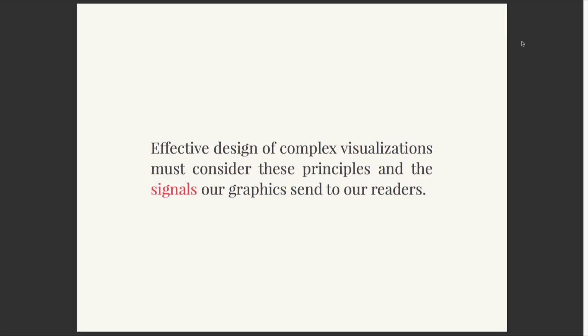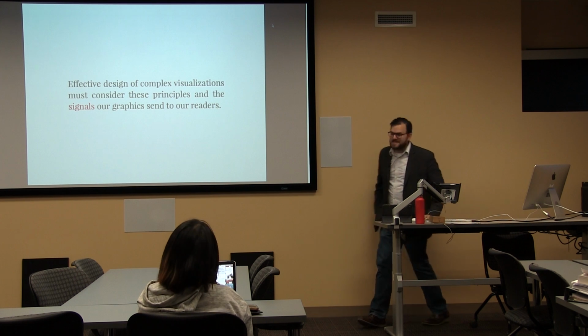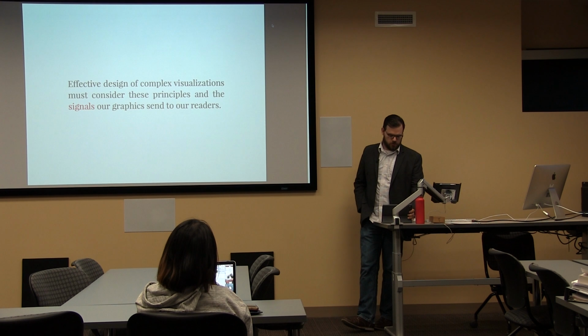And I pause to talk about these principles because I think it's important for us to be aware of the unintentional value that we encode in visualization. Our readers see shapes, they see proximity, they see color, they see animations, and these send signals that may be unintentional byproducts of palettes or layout or so on. So effective design, in other words, of complex visualizations must consider some of these principles and the signals that our graphics are sending to our readers.